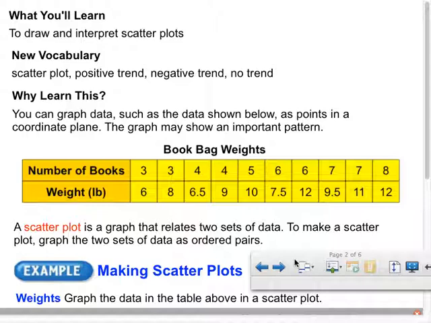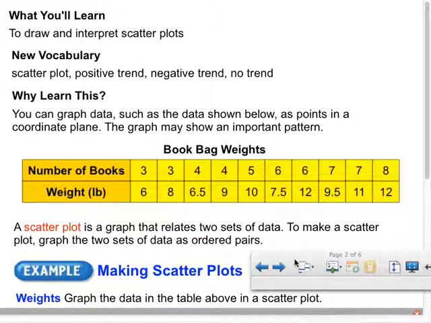And what I want you guys to connect is this information with what I shared with you on slope, positive slope and negative slope. Remember what those lines look like? A line that has a positive slope and a line that has a negative slope? Which way it leans? That has to do with what we're about to talk about. So what you'll learn is to draw and interpret scatter plots, new vocabulary, scatter plots.